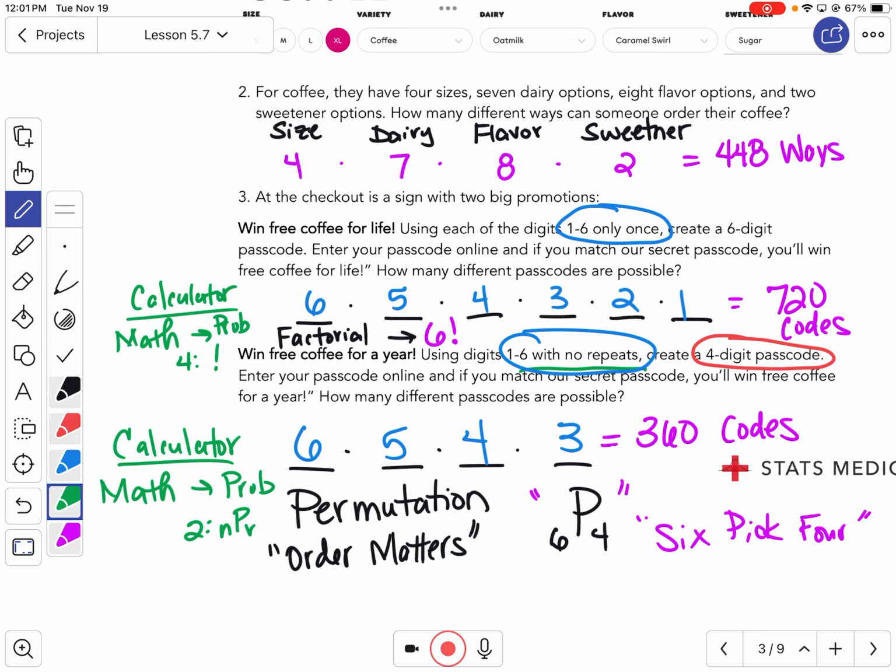For yours, what you have to do is type 6, then math, probability, and then 4. So put the number in first. That one has got a different operating system.